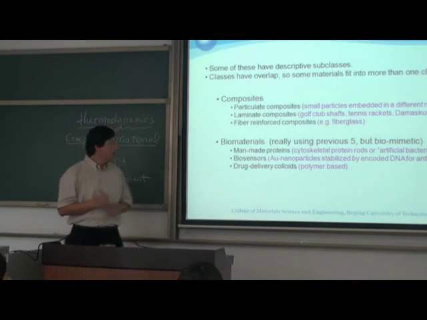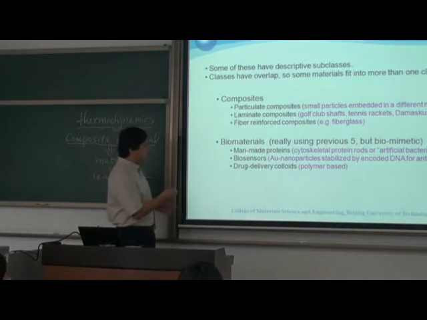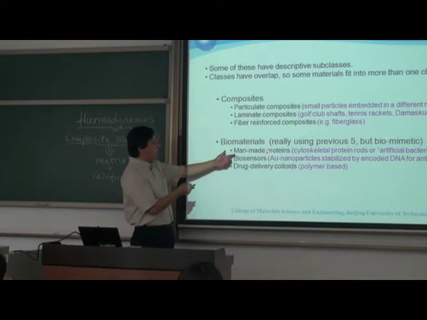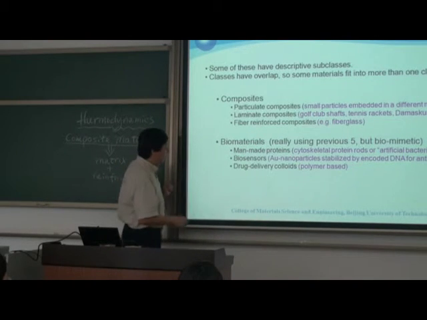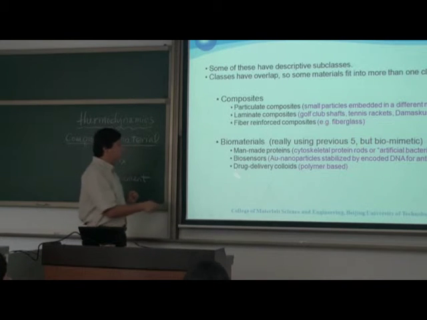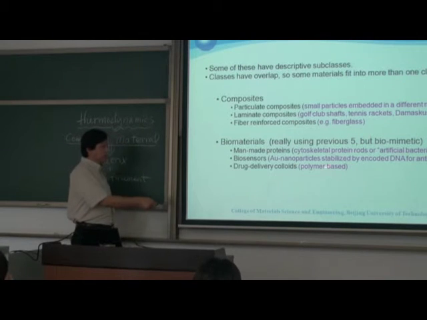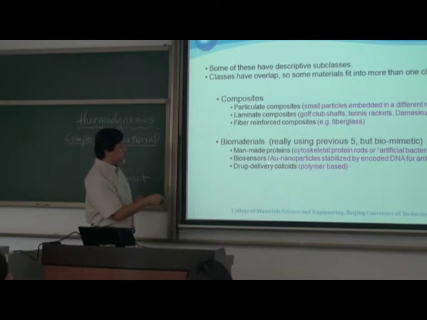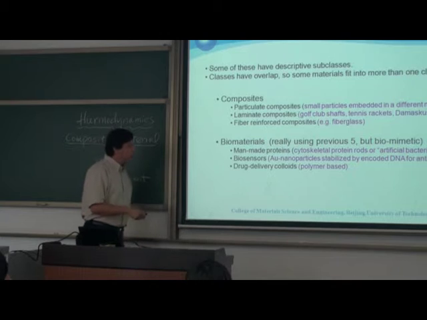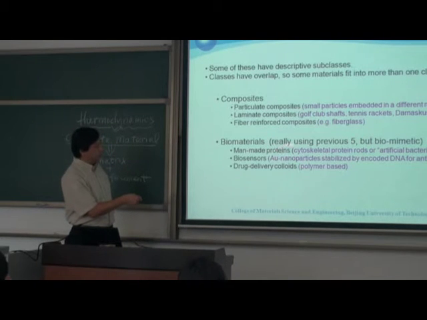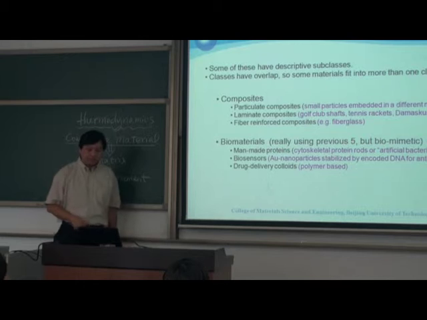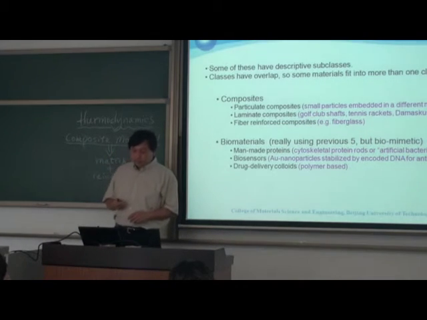But in addition to the previous 5 categories, biomaterials is biomimetic because it has to serve certain functions of human life. Examples of biomaterials can be man-made proteins. It can be biosensors or drug delivery fluids or colloids. So these are polymer-based. Some are like gold nanoparticle stabilized some metals, and also these are polymeric materials. So here are the 6 major classes of materials.